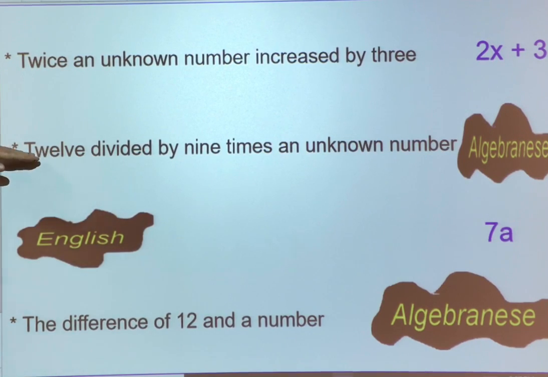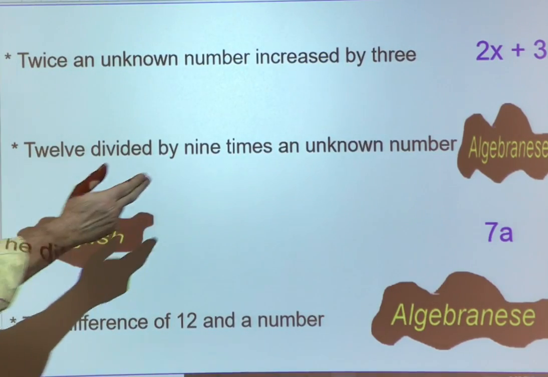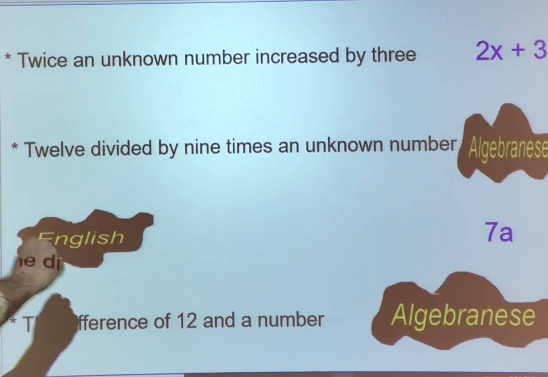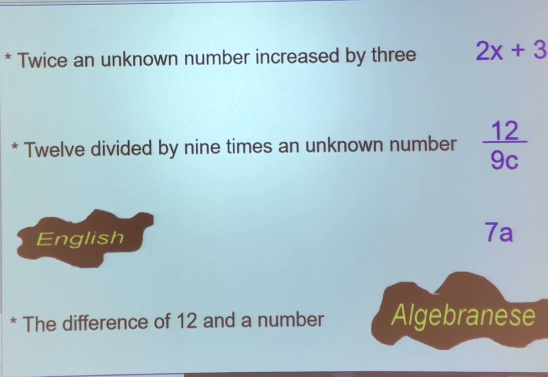On this one, we're going from English to algebranese, and it says 12 divided by 9 times an unknown number. Well, where would 12 be? Is 12 going to be on top of our division bar or underneath? It says 12 divided by, so that means 12 is going up on top. What's it being divided by? It's being divided by 9 times an unknown number. Whatever variable we choose, we're going to have a 9 bumped up in front of it. So in algebranese, we're going to end up with 12 divided by 9 times our number, which is 9c. So we have 12 over 9c.